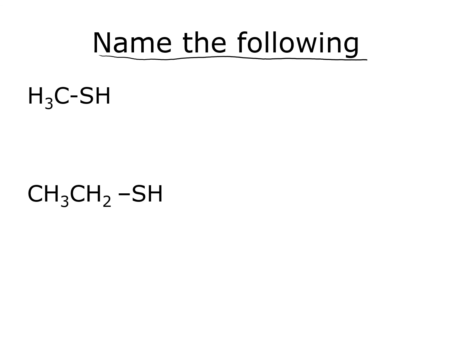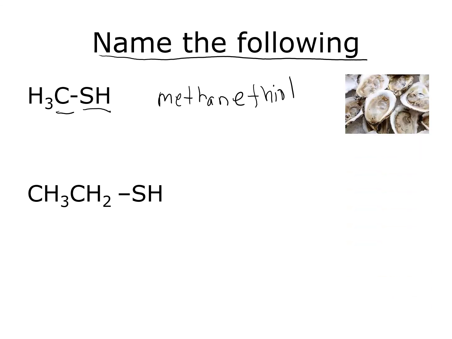Name the following compounds. So the first compound, we have 1 carbon, so the name is methane. And we have our thiol attached, so it's methane thiol. We only have 1 carbon, so we don't have to show where the thiol is attached. It can only be attached at carbon number 1. This is the compound that gives the smell to oysters.